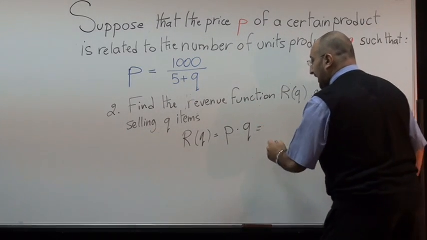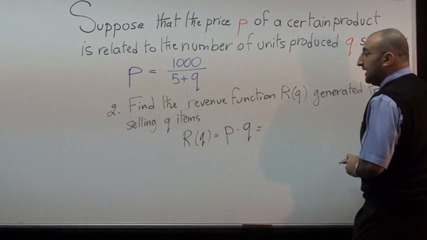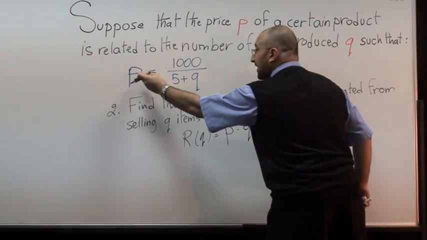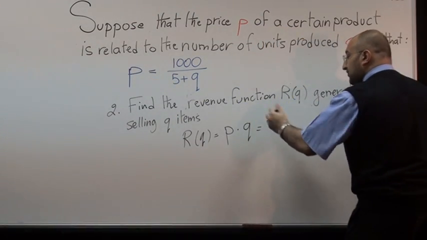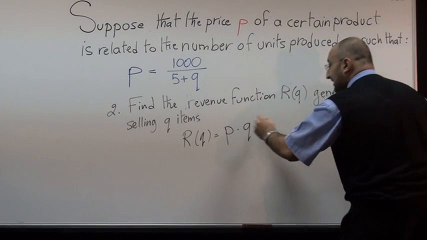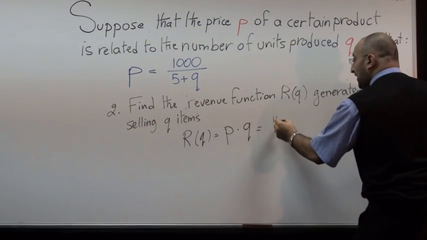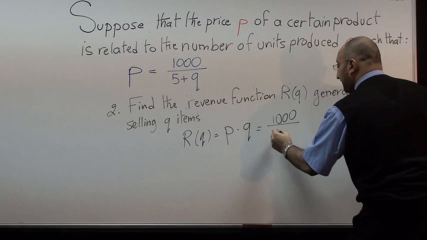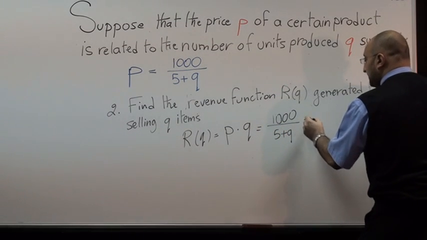Of course, we have two variables over here, P and Q, but I already know that P is related to Q, and so what I'm going to do is replace P by its expression, 1000 divided by 5 plus Q, multiplied by Q.